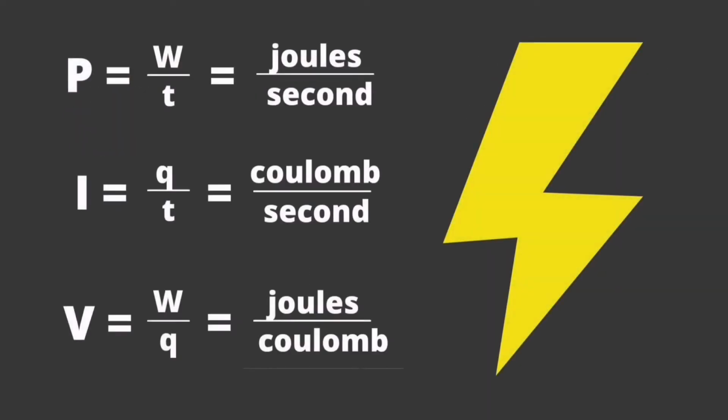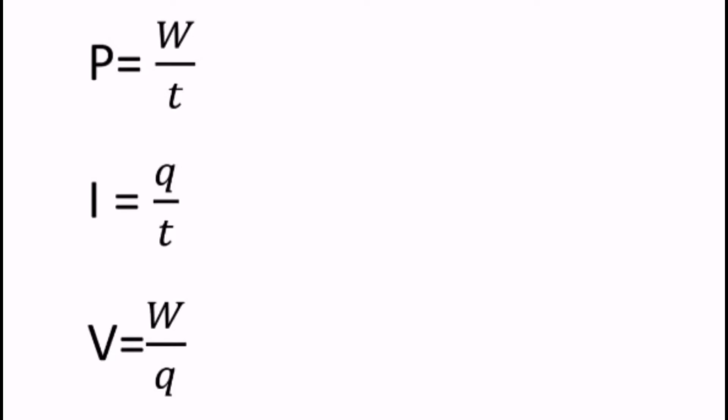Okay guys, as a summary, P, power, is equal to W divided by T in joules per second. I, current, is equal to Q divided by T in coulomb per second. And V, voltage, is equal to W divided by Q in joules per coulomb. Using these three formulas, guys, we will derive the formula for electric power.